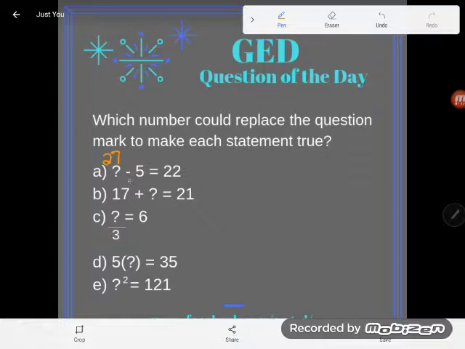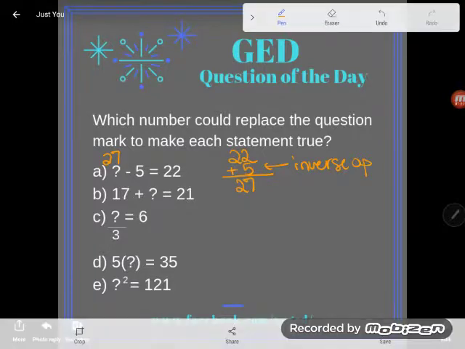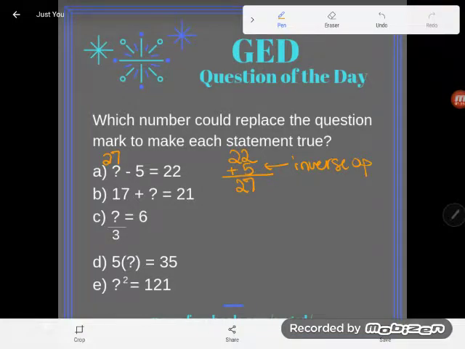So what do I mean by that? I'm not sure what number, take away 5, is equal to 22. So what I could do is put those two numbers back together. I could take 22, that would have been an answer, and add on the 5. The opposite of subtraction is addition. So I could add on the 5 and see that, of course, it would have to be 27. And 27 take away 5 would be 22.